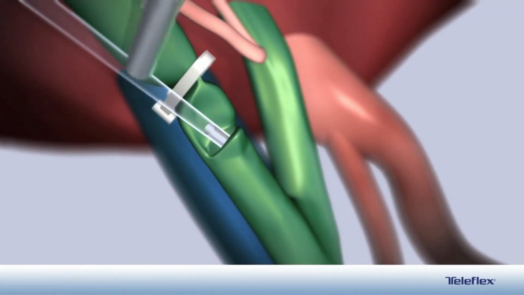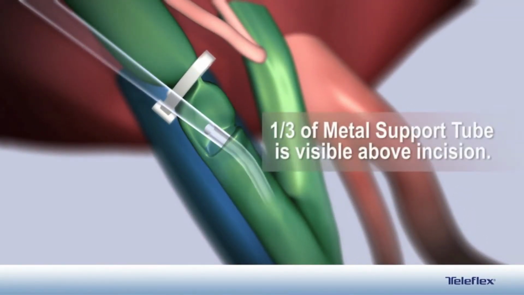Once the catheter has been inserted with 1/3 of the metal support tube visible, it is secured in place with a Hem-o-lok clip placed across the cystic duct.